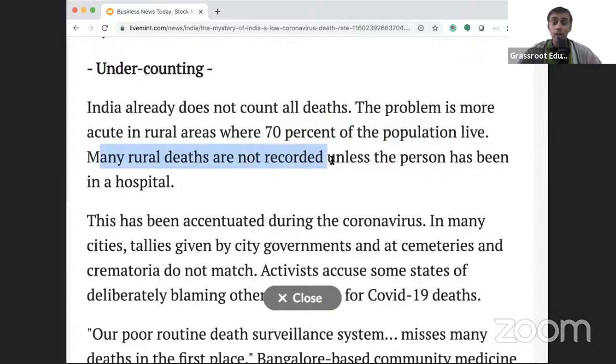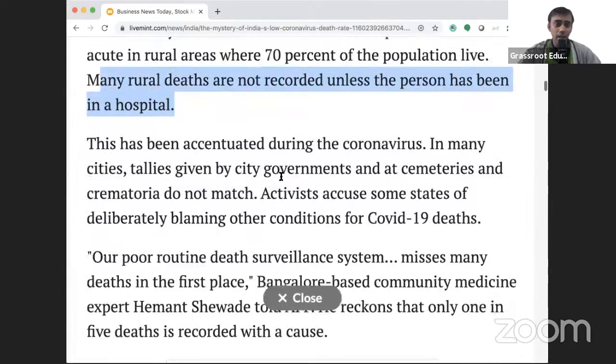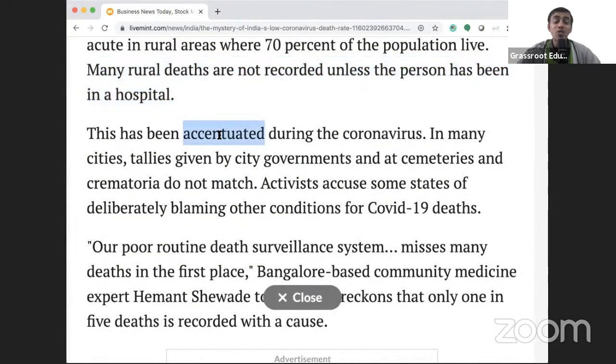Many rural deaths are not recorded unless the person has been in a hospital. So what if people have been affected by the coronavirus at home, they never went to a hospital? How will the government even know that they were affected? Right? This has been accentuated during the coronavirus. What do you mean by accentuated?